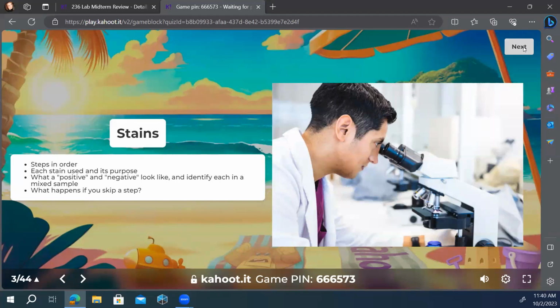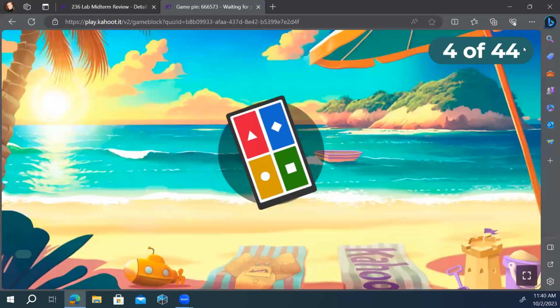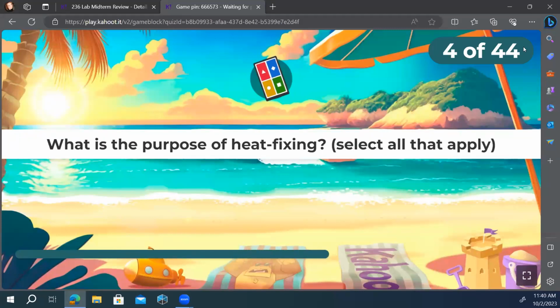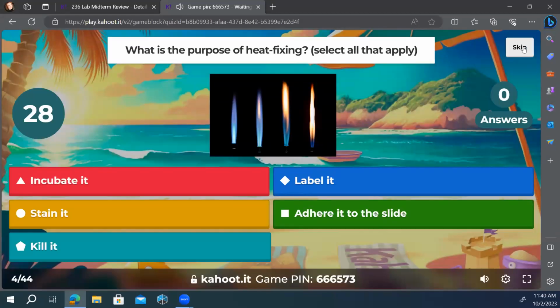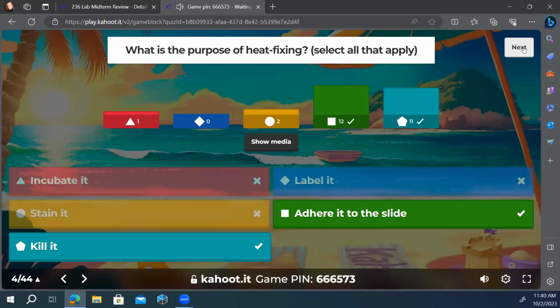All right, next thing. You can select more than one for this one. What is the purpose of heat fixing? You can have more than one purpose. Let's see if we can find it. All right, so our answers here are to adhere to the slide and kill it. I'm actually really proud of you guys for not too many of you choosing the stain it, because a lot of people do. It's preparing it for the stain, but it doesn't actually stain it, right? So good job.